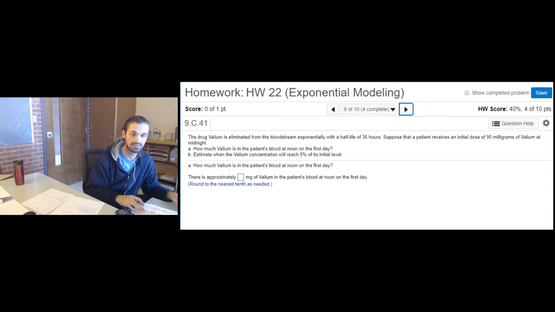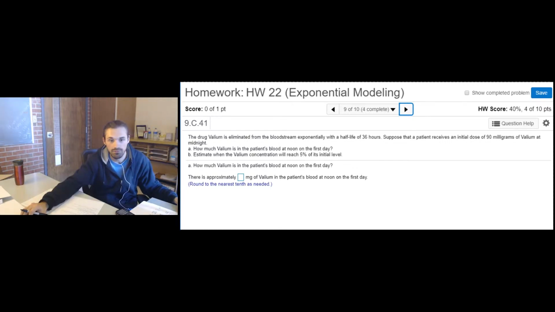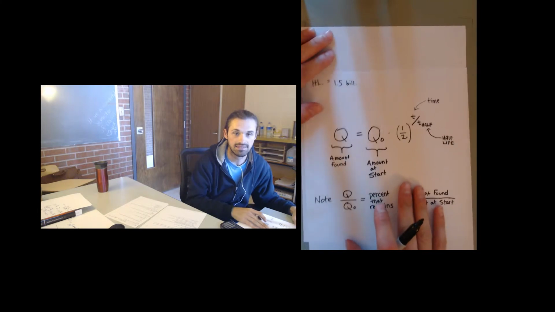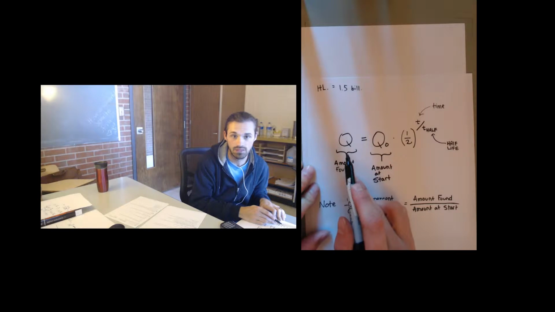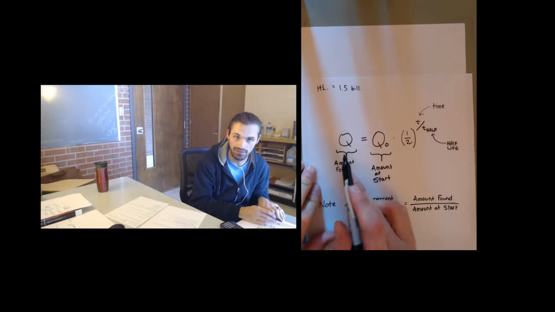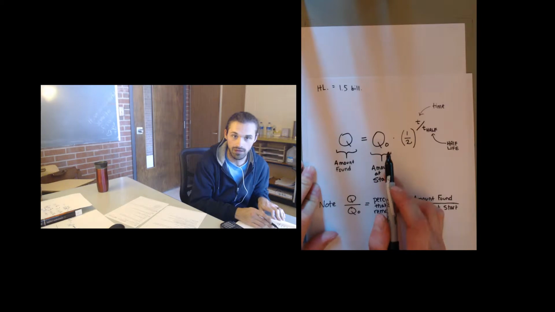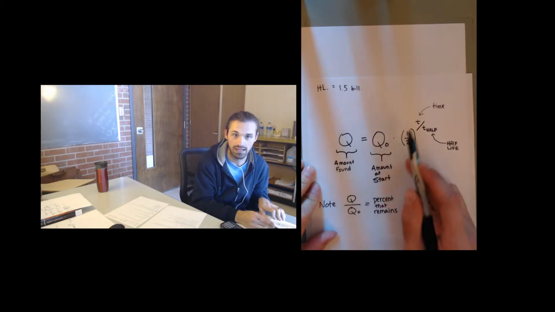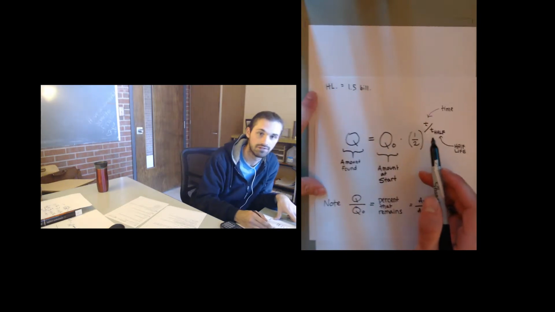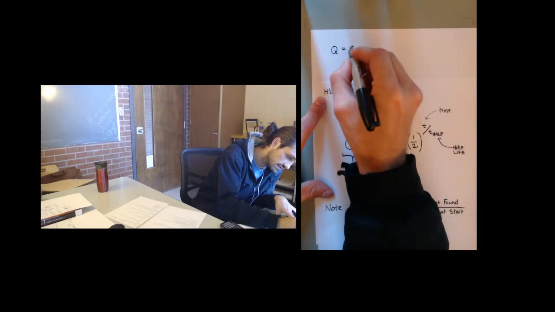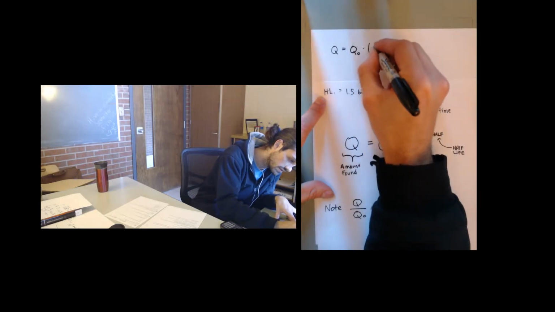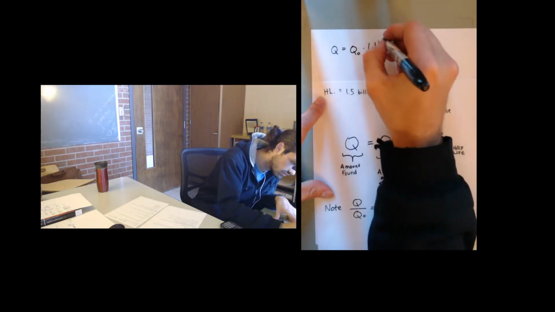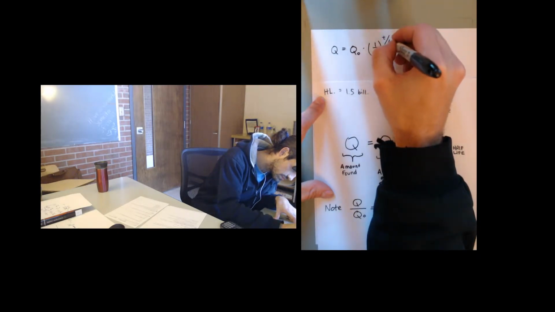Recall this equation. This is the equation we'll want to utilize. The amount found is how much Valium is in the patient's bloodstream at noon on the next day. That's what we're going to find. The amount at the start multiplied by 1/2 raised to t over the half-life time. So let's write this out. Q is Q naught. Q is for quantity, by the way, if you're curious. Or I assume it's for quantity. It makes sense.